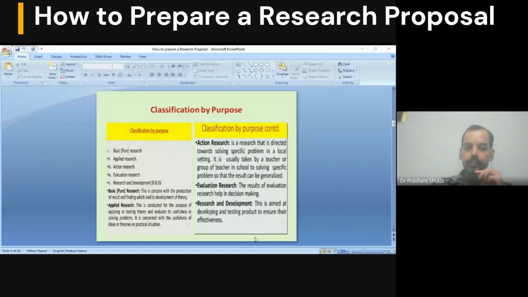So the first is the basic or the pure research. Second is applied research. Third is the action research, where we are directed towards solving a specific problem in a local setting.